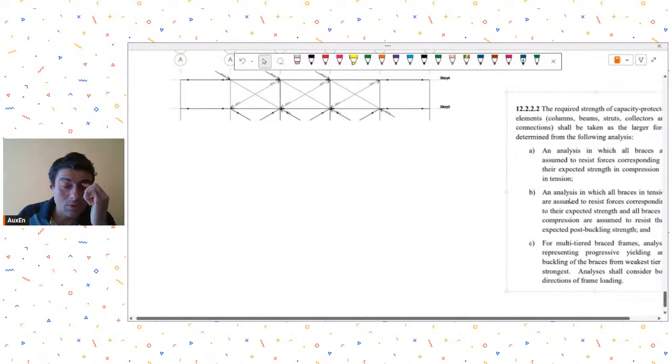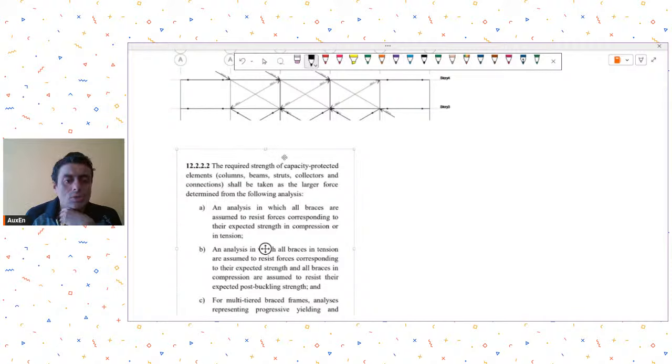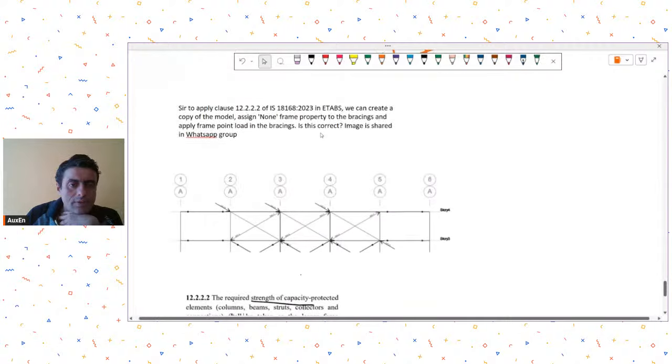So in our course on ductile design detailing of steel structures and also our course on AISC steel design, we have covered these issues. So what is he saying? To apply clause 12.2.2.2, we can create a copy of the model, assign non-frame property to the bracings, and apply frame point load in the bracings.